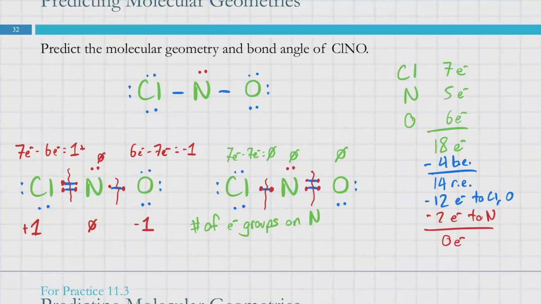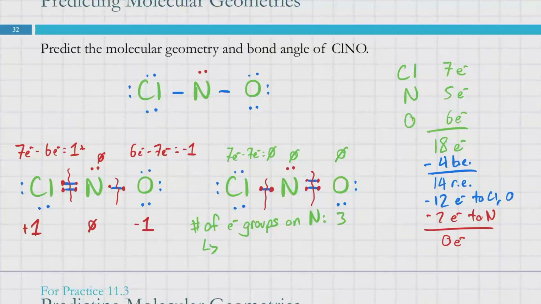We've got a single bond. That's a group. What other groups do we have? We've also got a double bond. Do we have anything else on nitrogen? A lone pair. So we've got 3 electron groups on nitrogen. The number of electron groups determines the electron geometry, which would be trigonal planar. We weren't asked about that here, but it would be trigonal planar.